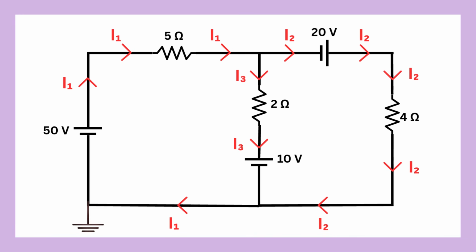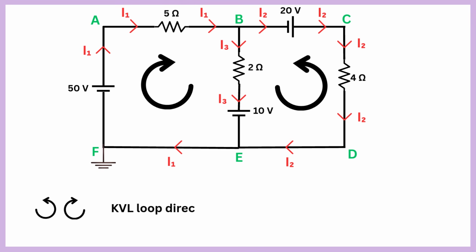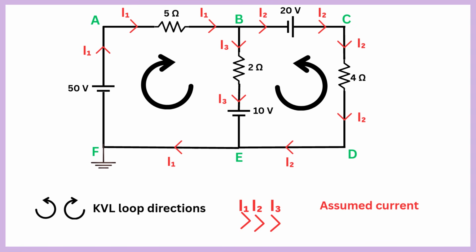Third, we apply Kirchhoff's laws to the circuit. I'll apply Kirchhoff's voltage law to the ABEF loop in the clockwise direction, and to the BCDE loop in the anticlockwise direction. You can choose any direction to apply KVL. Don't get confused, the black arrows show the KVL loop direction, and the red arrowheads are the assumed current directions. They don't need to match, and if the current direction is assumed wrong, the answer will just come out negative.